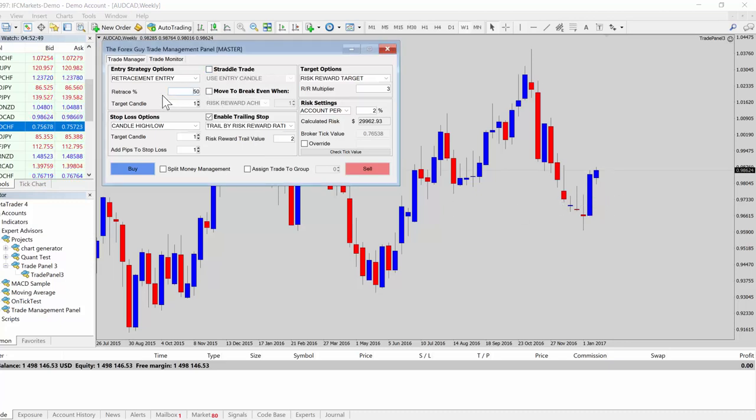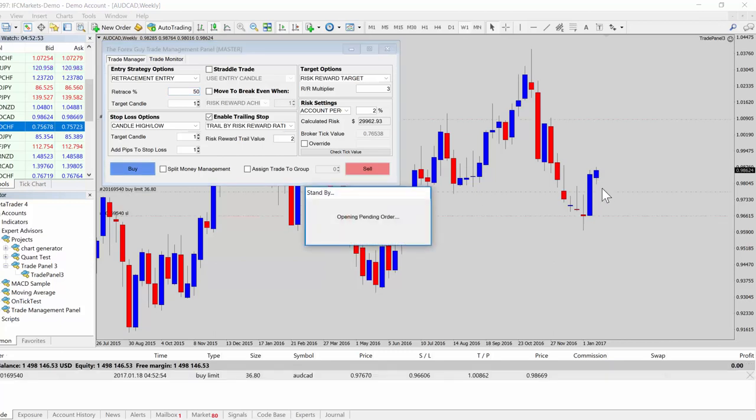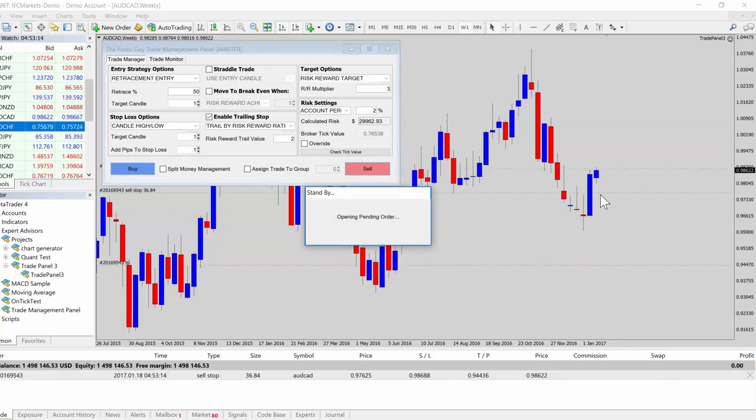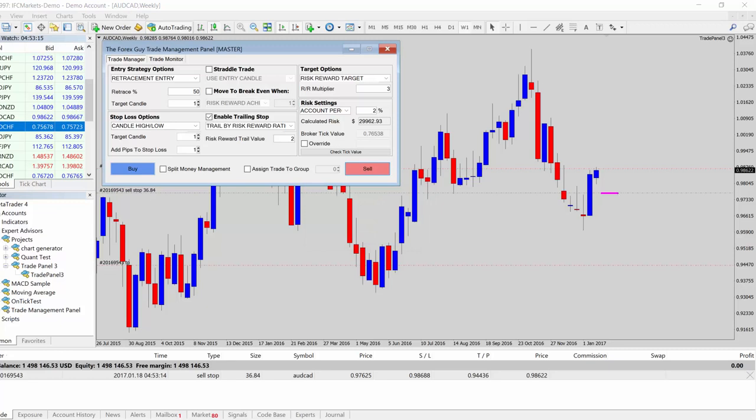Let's test it out. So we press buy and we notice that the order there is set at the 50% retracement entry. And if we do a sell, it should be exactly the same, obviously, because it's pretty much the same anyway. So we can see the sell entry is just there.